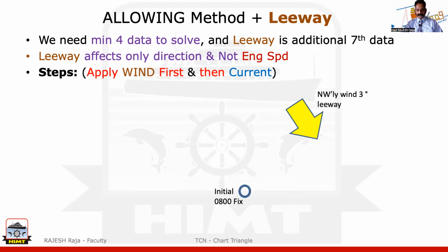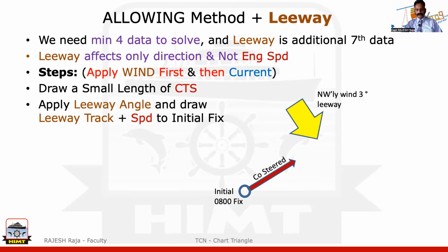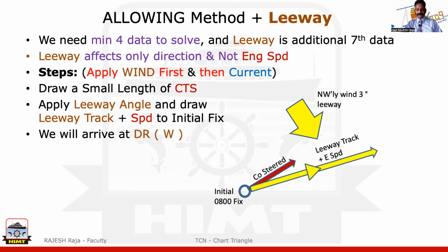Okay. So let us start with the initial fix. Draw a small length of CTS, whatever CTS, it could be 040 or whatever. Draw a small length just to show this is your CTS. Then apply your leeway angle and draw that leeway track to this course steered, and the speed is still the same. Please apply that to initial fix. So I'm drawing a leeway track with whatever leeway angle. You will arrive at DRW, which is at 9 o'clock. Let us say it is a 1 hour problem.